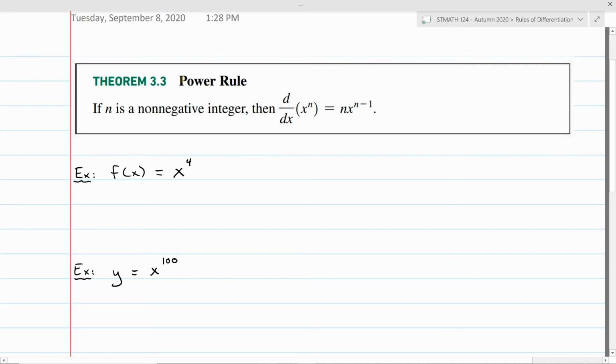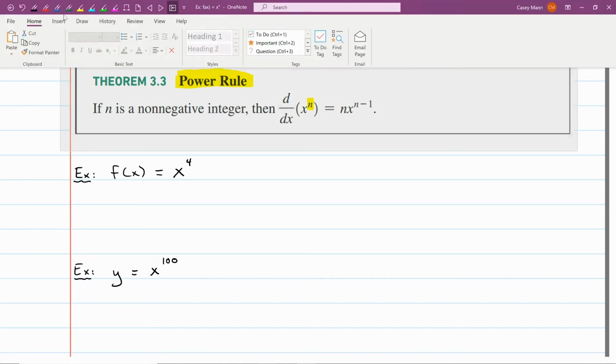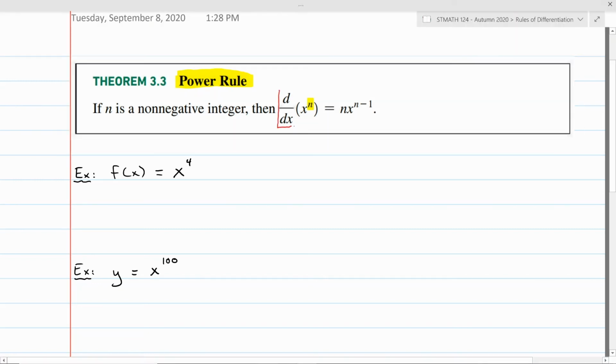The power rule is called the power rule because it has to do with differentiating powers of x. So x to the n here is a power of x. That's where the rule gets its name. And this is a great little rule. You'll probably use this rule as much or more than any other rule that you use in this class. It just says if you want to take the derivative of x to the n, you bring the exponent n down, and then you just reduce the power on x by 1.